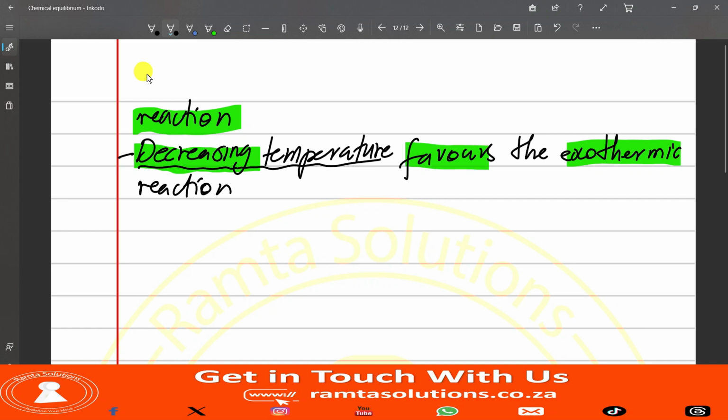When you increase temperature, it means you are having a hot condition, hot temperatures, and that is an exothermic condition. So decreasing temperature favors the exothermic reaction. You guys got it? Perfect. All right, so we are good to go.